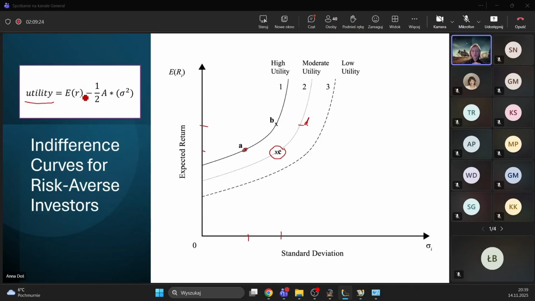Expected rate of return, standard deviation, or rather variance. Sorry, in this formula I have variance. We will not be using this formula. This is just a model that tries to capture the dynamics, but it captures the risk and the so-called risk aversion coefficient. And this risk aversion coefficient is different for different investors. Some investors are risk averse, others are not.